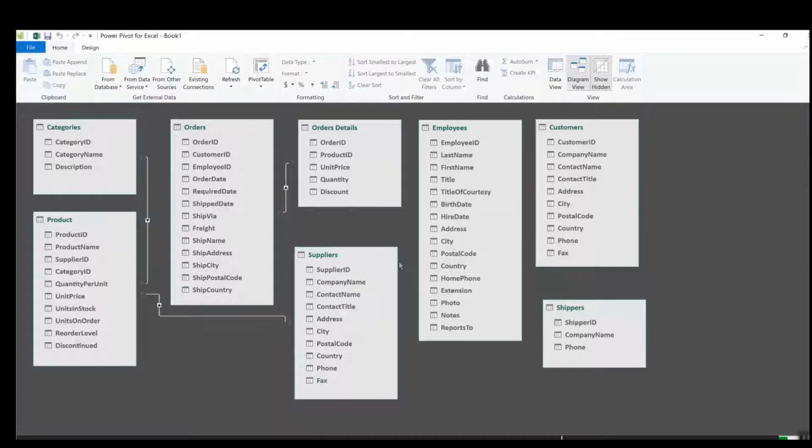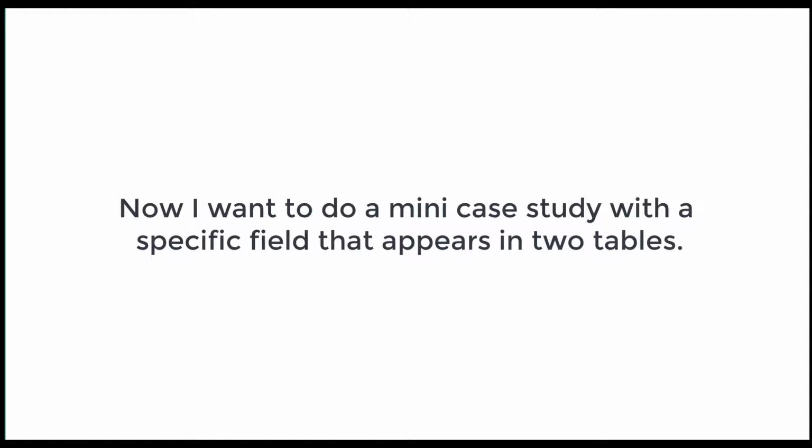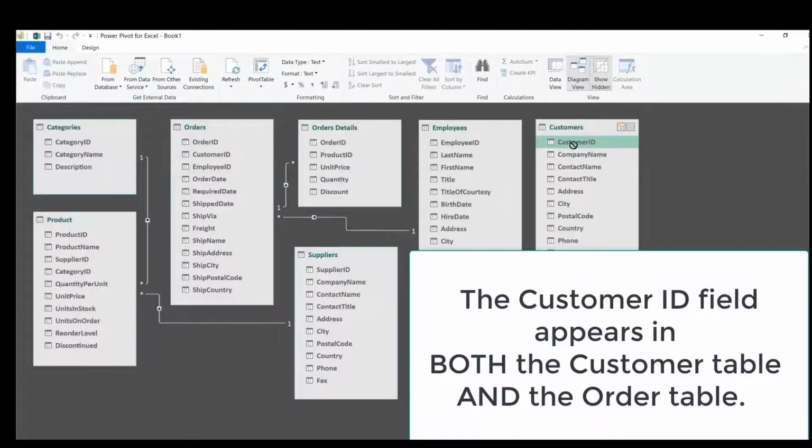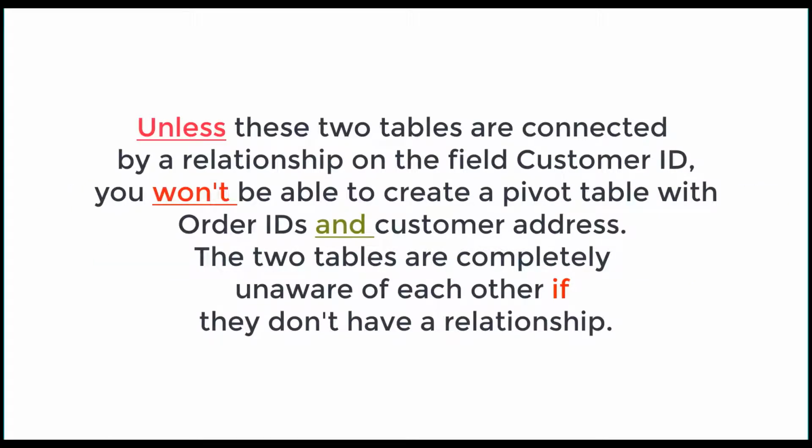Now I'm going to connect employee ID to employee ID, and then I want to do a little case study about 2 tables. The customer ID field appears in both customers and orders. The customers table holds address data, and the orders table has order data. Unless you connect these 2 tables through the customer ID field, you cannot have a report that shows both an order ID and a customer address.